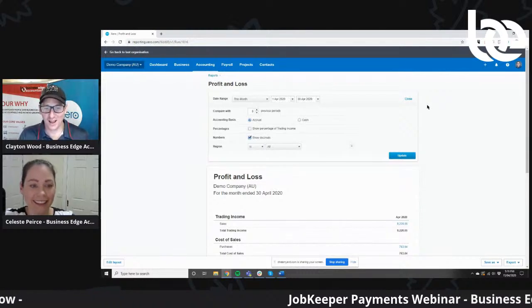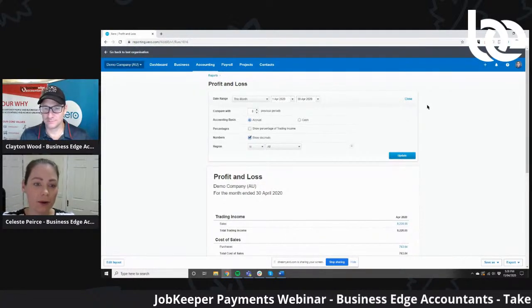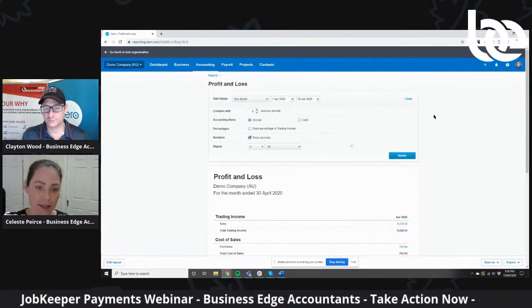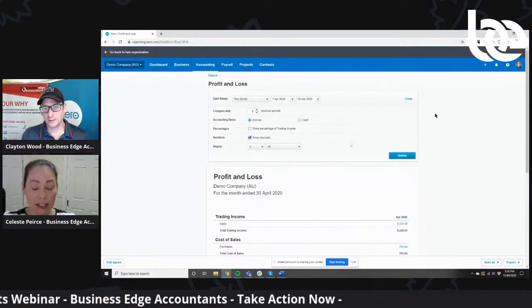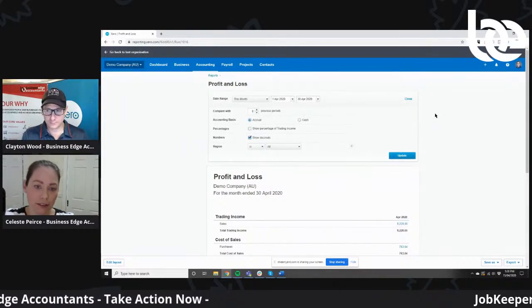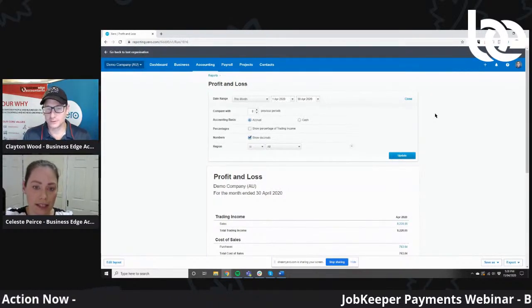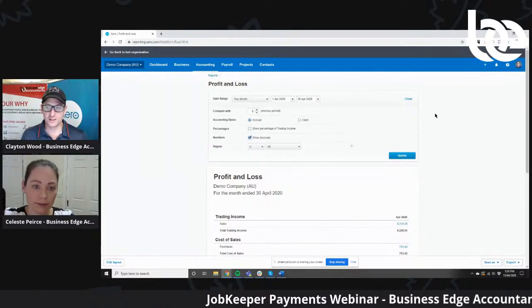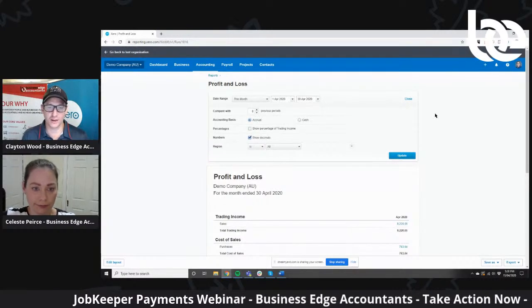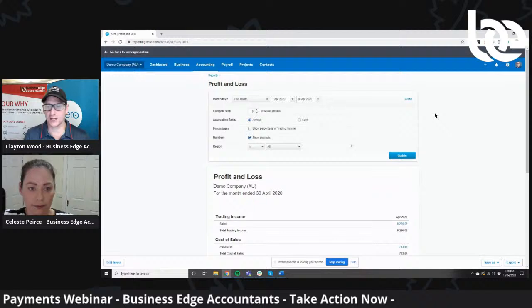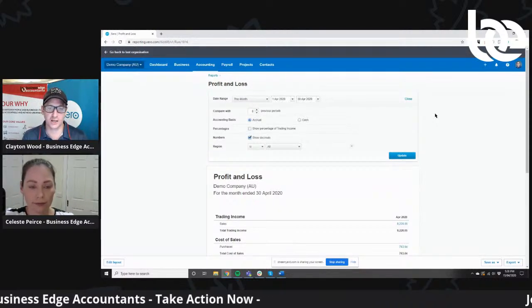Yeah, that's right. So usually when you're a small entity, you're doing that cash basis, but the ATO has specified it's got to be accrual. So Clayton's going to show you where those settings are. So if you're a small business or sole trader, usually you're on a cash basis. You're probably reporting your BAS on a cash basis, your tax on a cash basis.